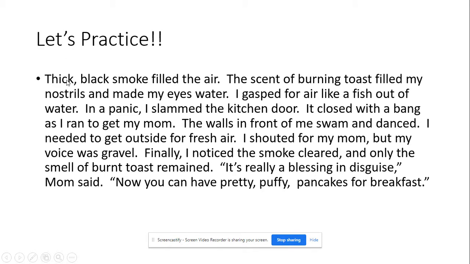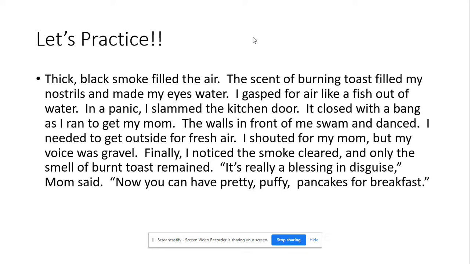Thick black smoke filled the air. The scent of burning toast filled my nostrils and made my eyes water. I gasped for air like a fish out of water. In a panic, I slammed the kitchen door. It closed with a bang as I ran to get my mom. The walls in front of me swam and danced. I needed to get outside for fresh air. I shouted for my mom, but my voice was gravel. Finally, I noticed the smoke cleared and only the smell of burnt toast remained. "It's really a blessing in disguise," Mom said. "Now you can have pretty puffy pancakes for breakfast."